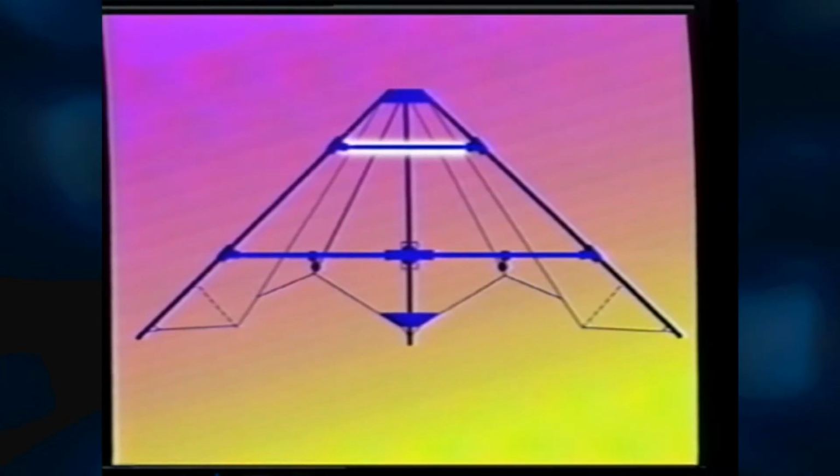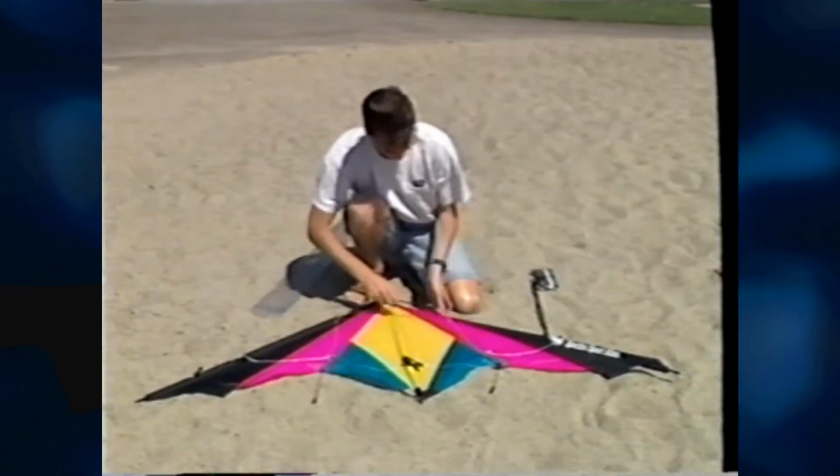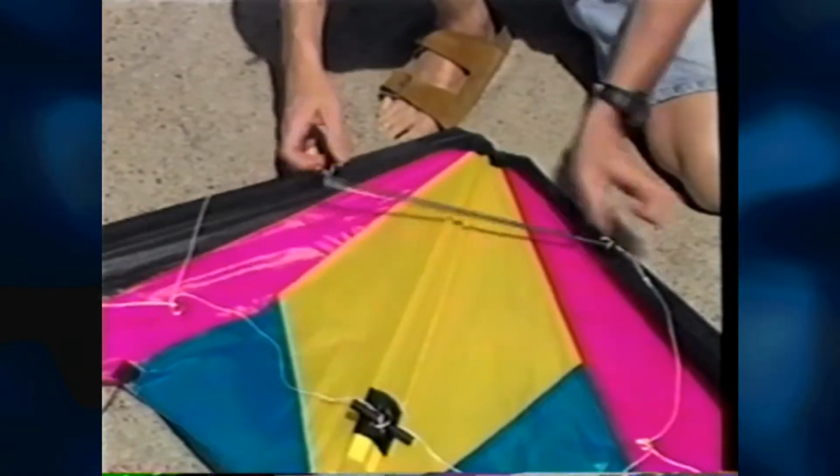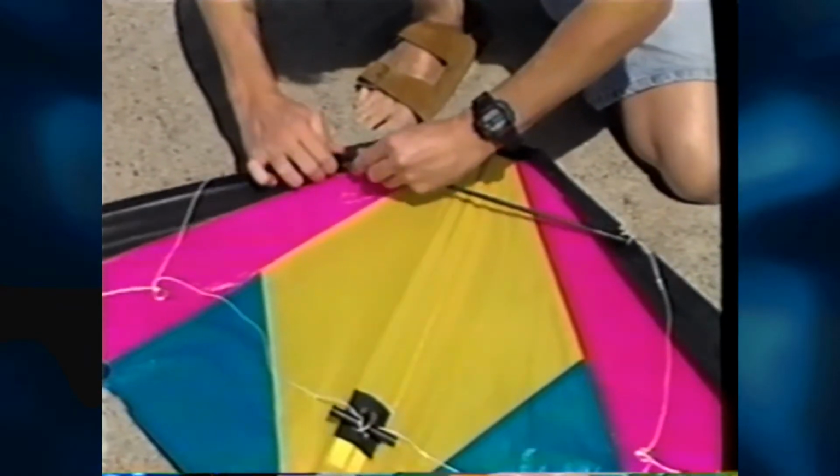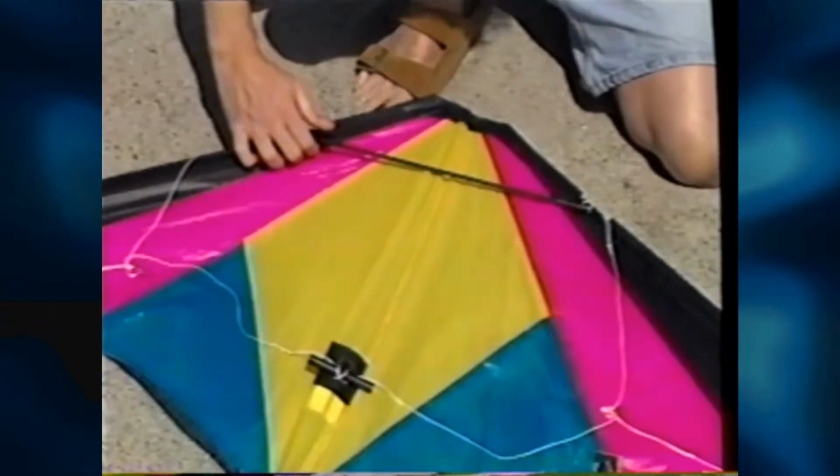Top spreader. Insert the top spreader, the short rod, into the top connectors on the leading edges. Be careful not to tangle the bridle.